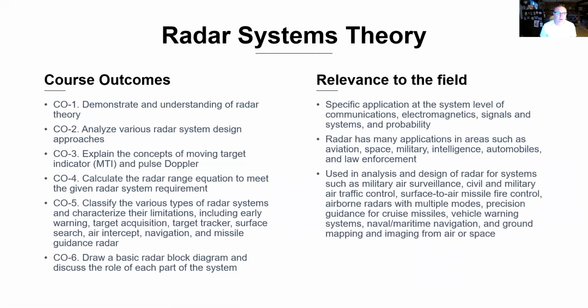Okay, so course outcomes, I'm not gonna read all those off again. Pretty much covers the course description that I just talked about. I will point out a couple of things. The course objective 3, explain the concepts of moving target indicator and pulse Doppler. So those are specific functions that a radar can perform, and those are pretty important in certain types of applications. So I just wanted to point that out in particular.